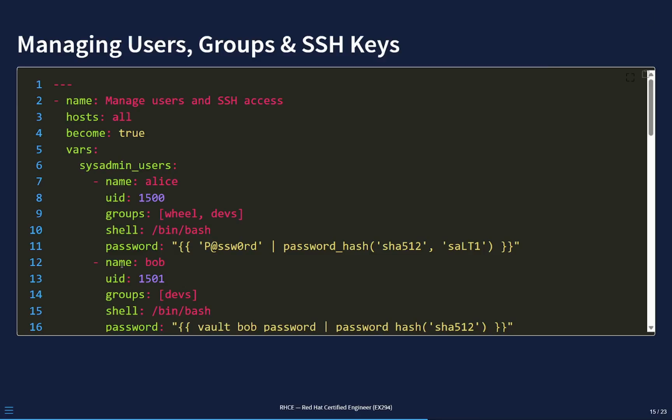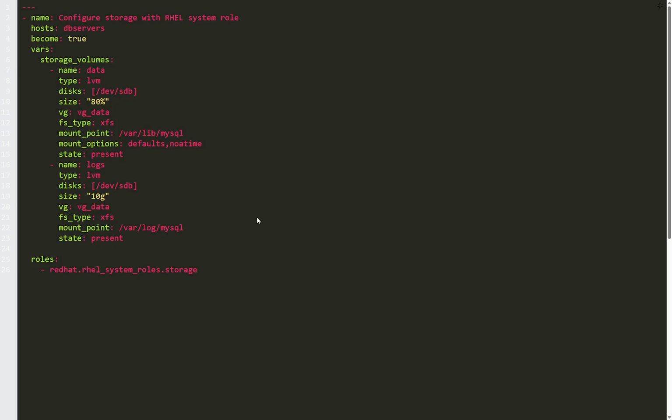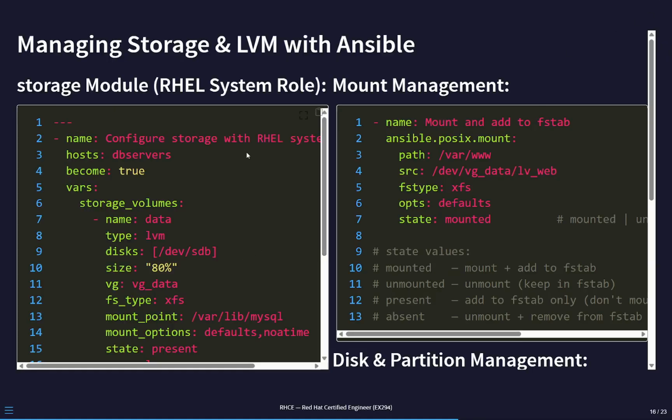Storage management through Ansible covers two approaches: the RHEL system role for declarative LVM management, and individual modules for lower-level control. The storage system role is the cleanest approach. Define a storage_volumes list variable. Each entry specifies a name, type LVM, which physical disks to use, the volume group name, size, file system type, and mount point. Apply the redhat.rhel_system_roles.storage role, and it handles everything, creating the PV, VG, LV, file system, and fstab entry in the correct order. If you extend the size in the variable and rerun, it extends the LV and grows the file system online.